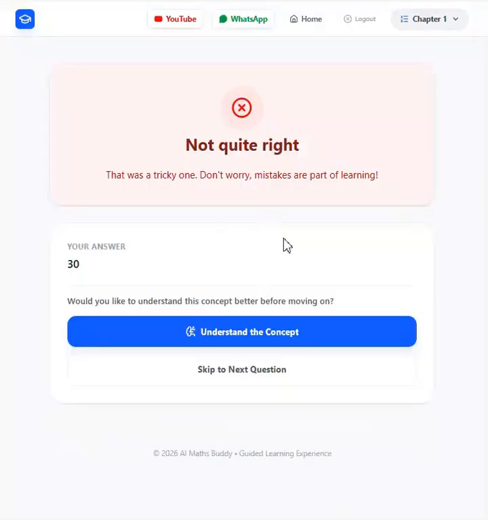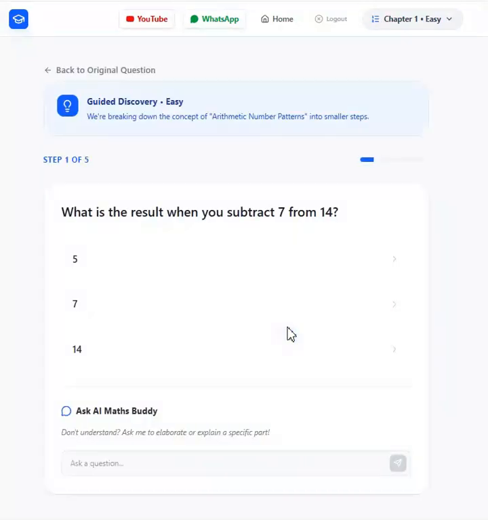Now first it tells you this is not quite right. Your answer is 30, which is incorrect. So it asks you, would you like to understand this concept before moving on? So you really want to understand how this can be solved. You don't want the answer. You want to understand how this can be solved. So you choose to understand the concept.